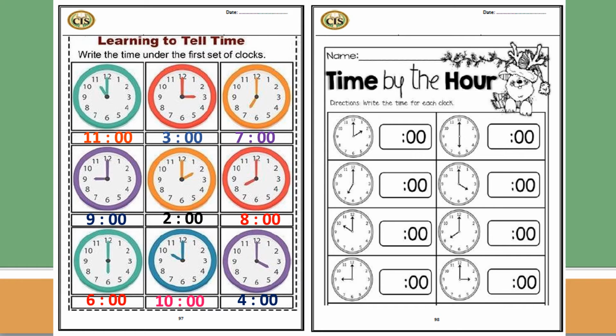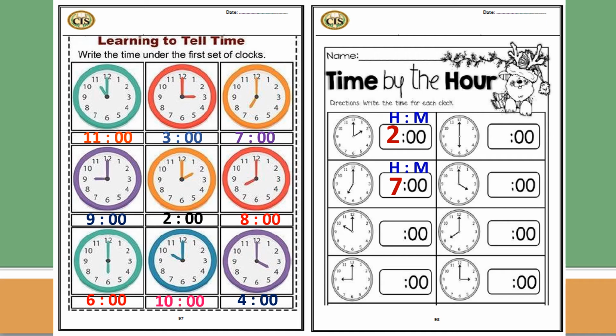Page number 98. Write the time for each clock. Okay, here in the first clock, it tells me that in the minutes hand we have 0, 0. So it asks me for the hours. The short hand here points to what? Points to 2. So it's 2:00. Okay, let's see that. Here, the minutes hand 0, 0. I want to know the hours. So the short hand points to 7. So it's 7:00.